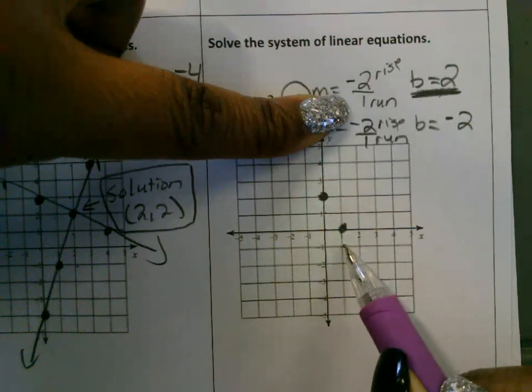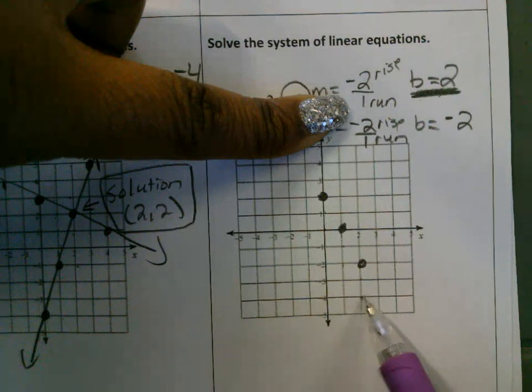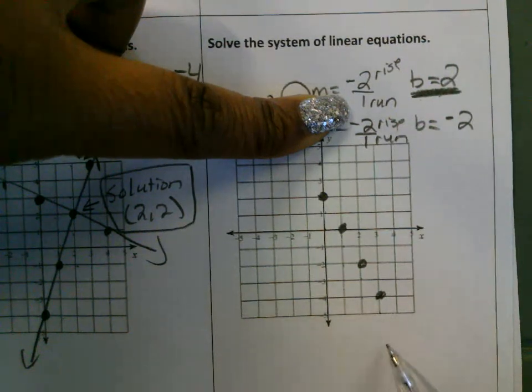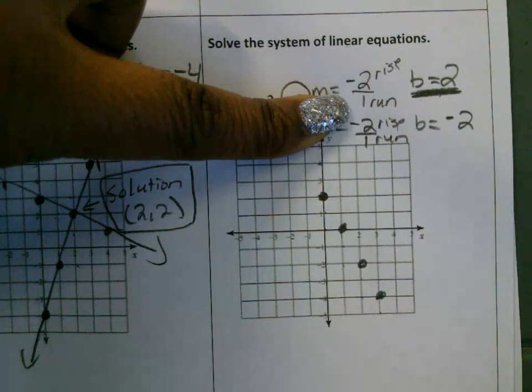Do it again. Down, 1, 2, right, 1. Down, and it's out of space. Do you see that? Go until you run out of space, and then go back up.